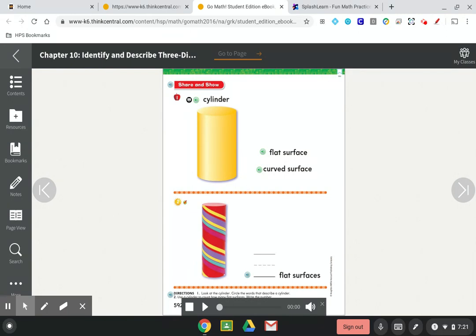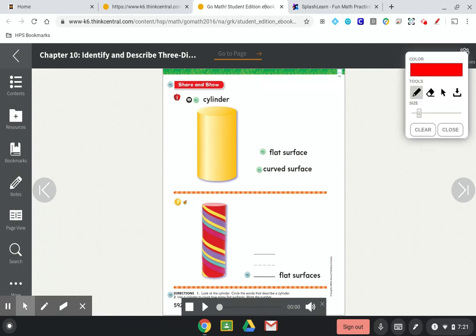So it's like we're repeating so many times. Yes, because I want you to remember this. How many flat surfaces does a cylinder have? Thank you. Yes, it is two.